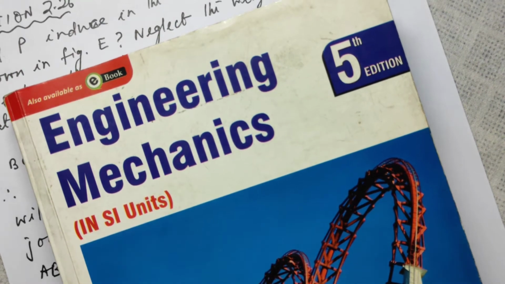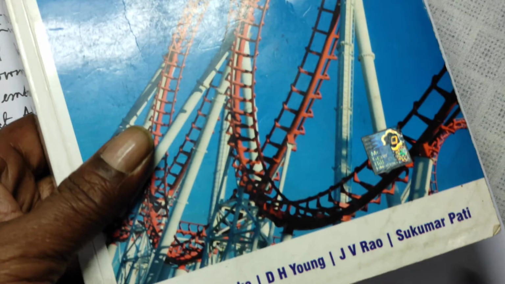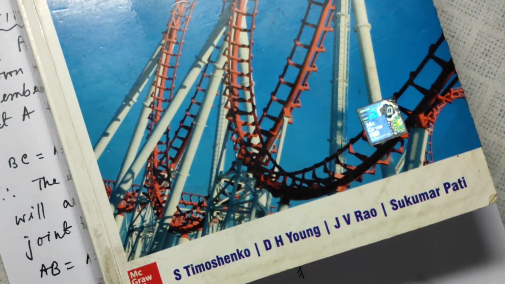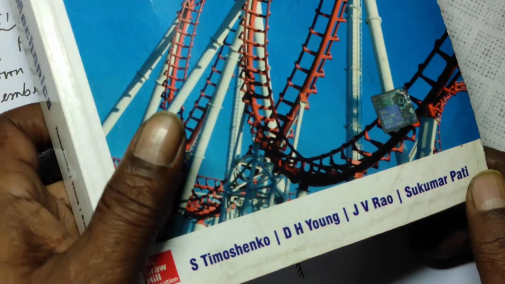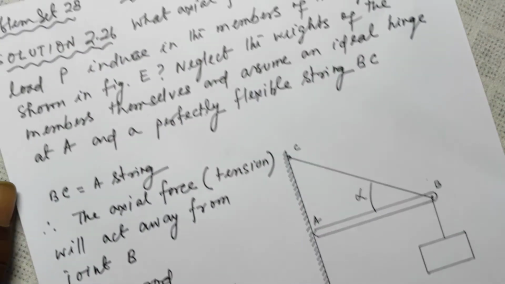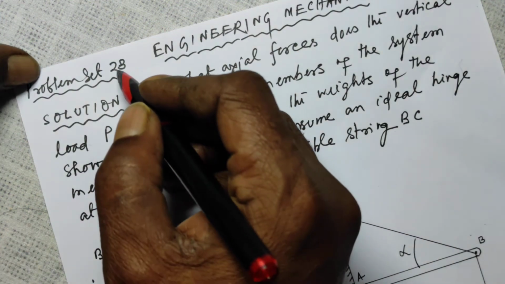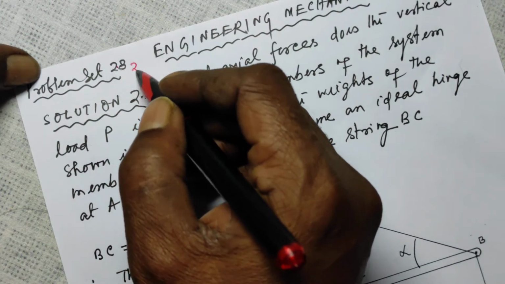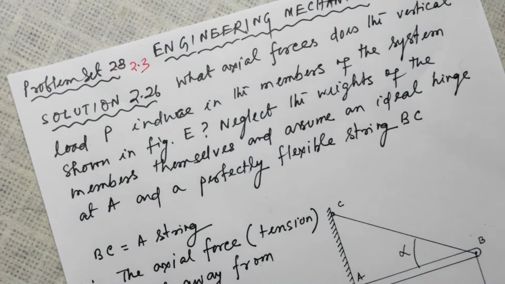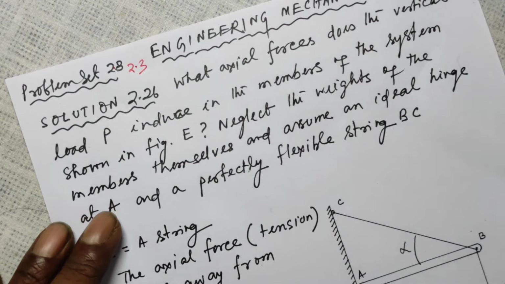Now again one more problem, Engineering Mechanics by Professor Timoshenko, Professor D.H. Young, Director J.B. Rao, Sukumar Pati. Let me go quickly to problem set 2.3. This is 2.3, and solution to 2.26. Very simple.